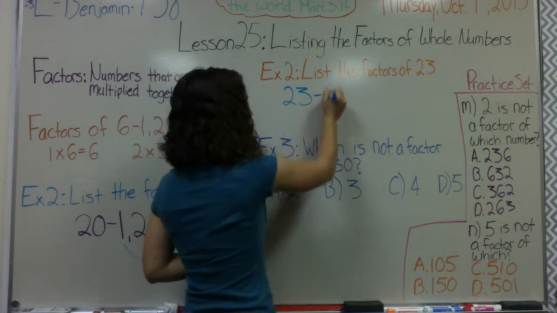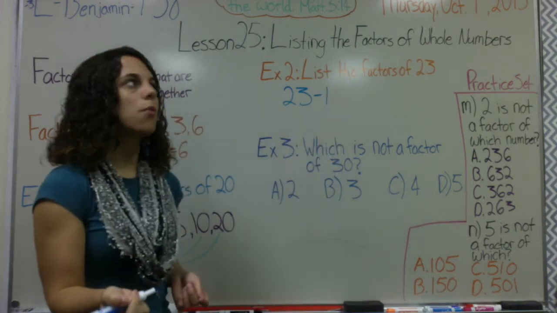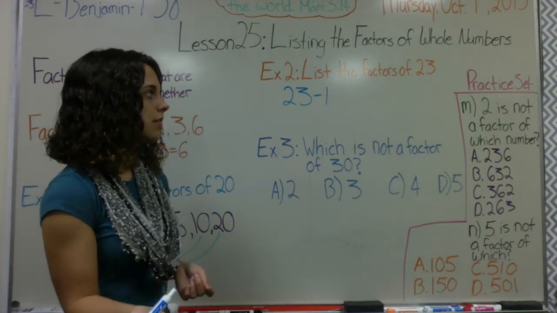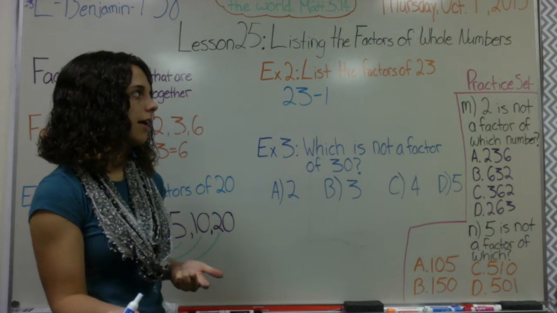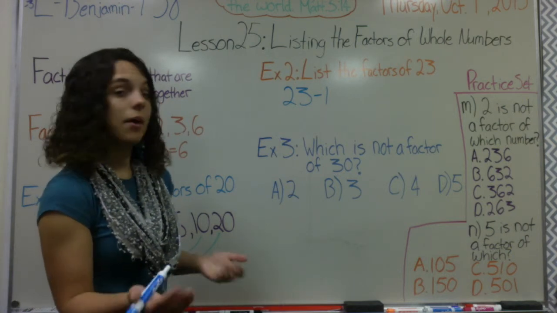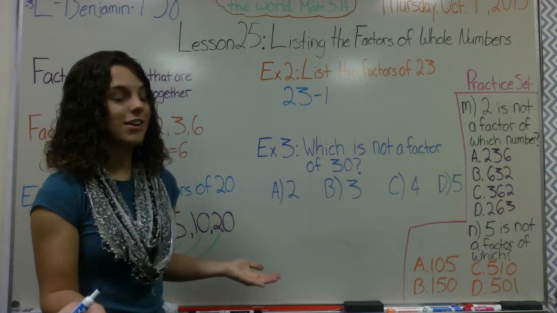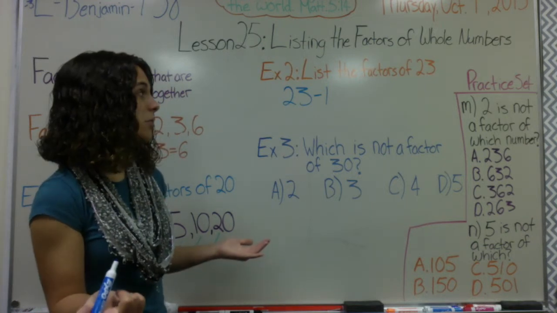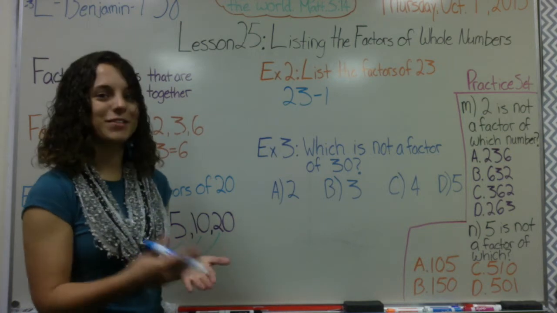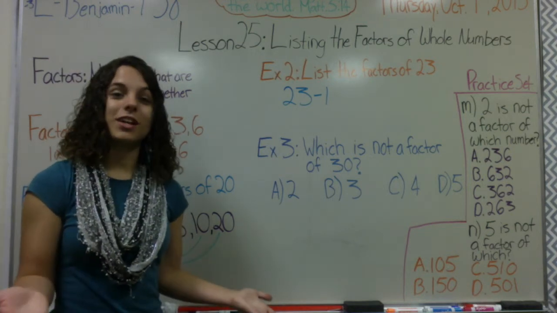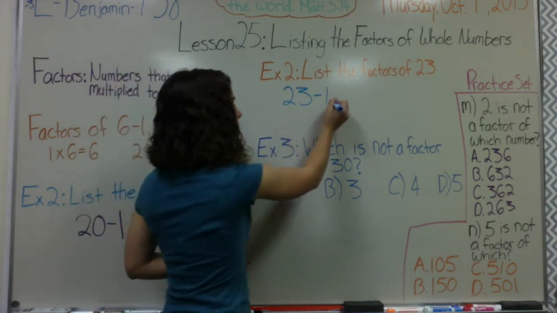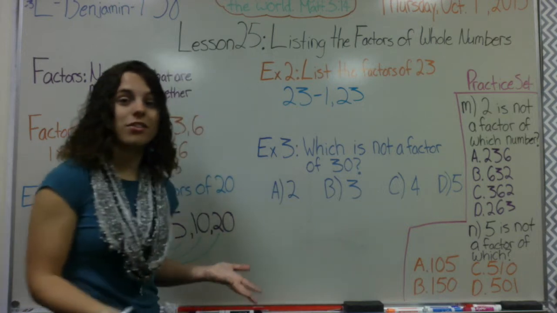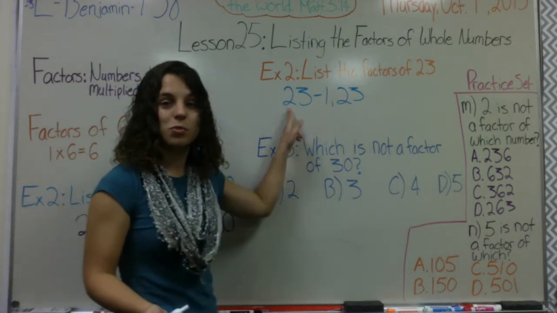1 is always a factor. What about 2? No. 3? No. 4? No. 5? No. 6, 7, 8, 9, 10, 11. And we're actually going pretty far. So, one thing I can actually tell you right away, I don't know any other multiplication problems that equal 23 because all I have is 1 times 23. That's it. 1 and 23 are the only factors of 23.